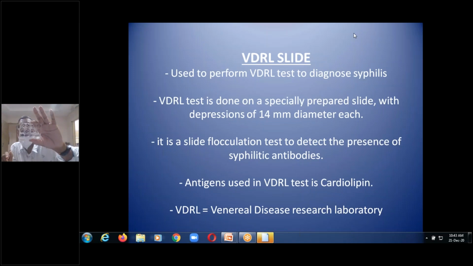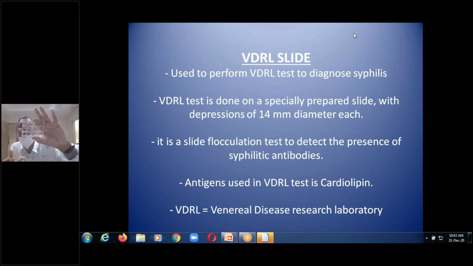This slide is specifically used not for other antibody detection, only for the detection of syphilis antibodies. There are 12 depressions or concavities. Each depression or concavity is for one test. We can do 10 to 12 tests in a slide.